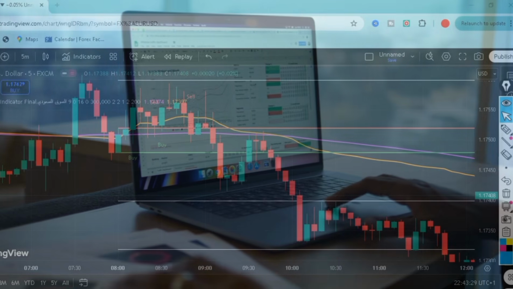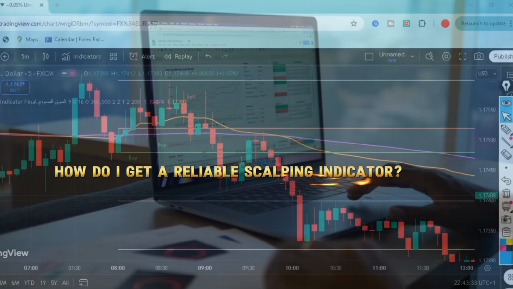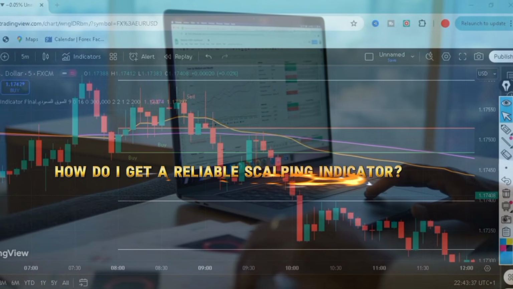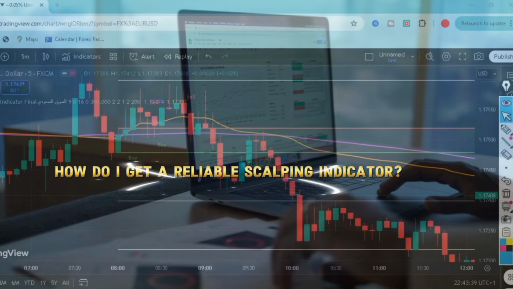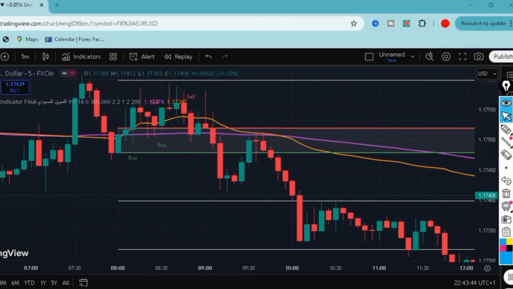And so guys, I know you can ask yourself a question: how do I really find a reliable indicator that I can use when it comes to scalping forex, stocks, and as well cryptos? Okay, and so guys, I want us to try this indicator. That is how I explained about this indicator, all the features and everything.